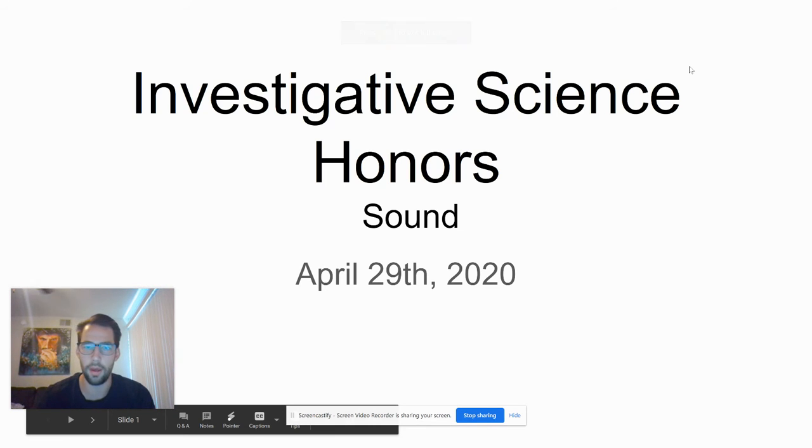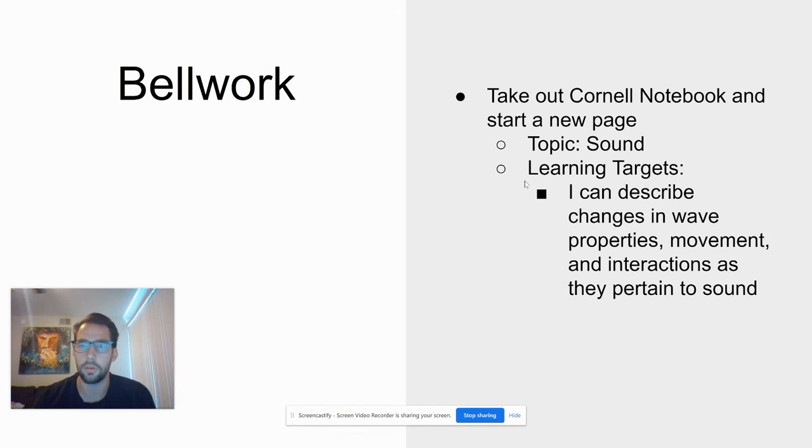We're talking about sound. Go ahead and get started by taking out your Cornell notebook, starting a new page with the topic of sound. And this learning target: I can describe changes in wave properties, movements, and interactions as they pertain to sound.